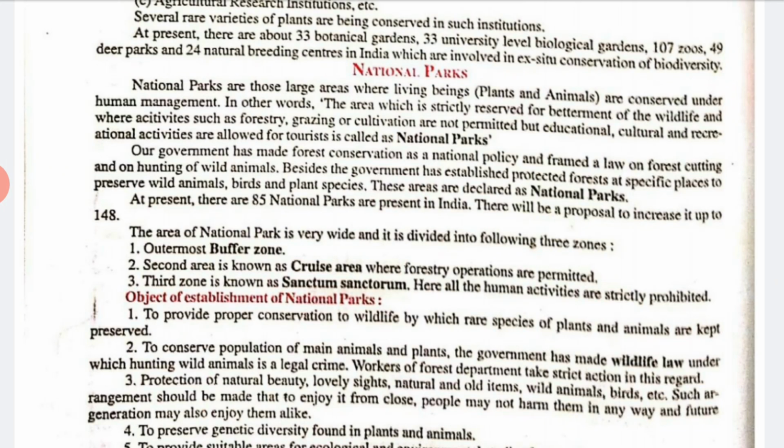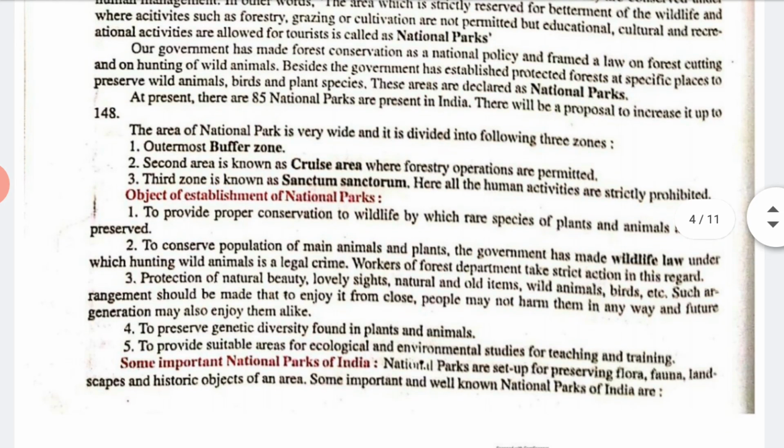So our government has made forest and wildlife conservation a national policy and formed a law on conservation, forest cutting and also on hunting of wild animals. So the government has established protected forests at specific places to preserve wild animals, birds, plant species, etc. These areas are declared as national parks. Clear? Now at present there are 85 national parks in India, and there is a proposal to increase it up to 148.